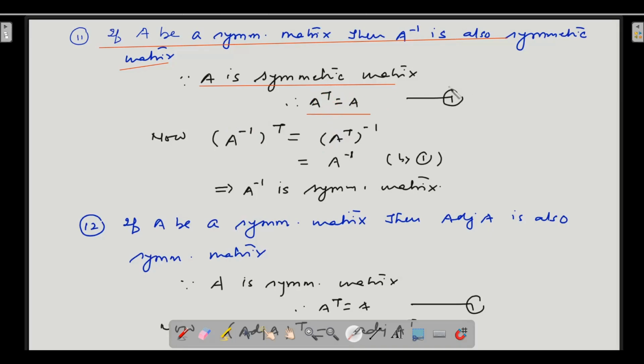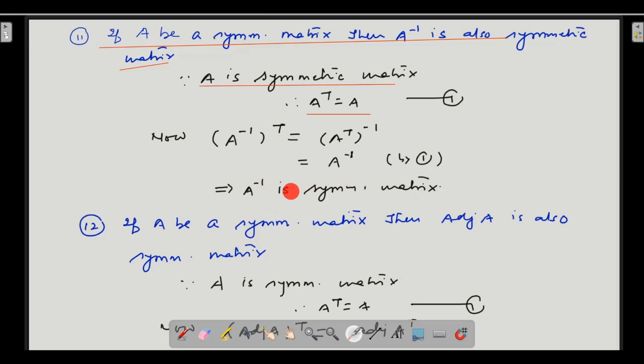Now A transpose is equal to A by equation 1, so replace this A transpose by A. As soon as I replace A transpose by A, it becomes A inverse. Now A inverse transpose came out to be equal to A inverse. That implies that A inverse is a symmetric matrix.